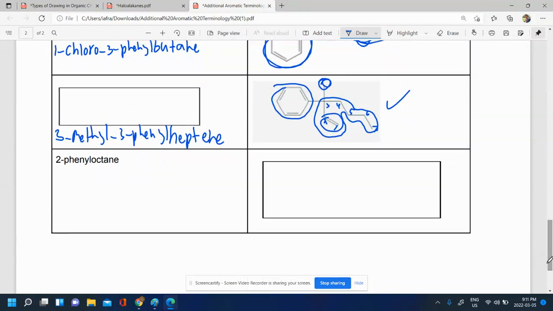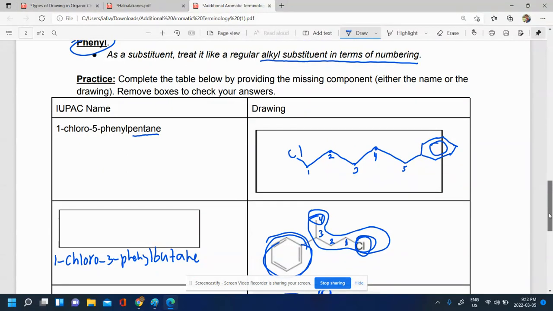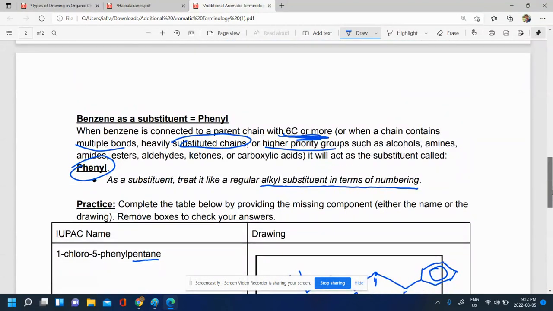Here's a nice straightforward one, 2-phenyloctane. We can tell that's a chain that's greater than 6 carbons. So there's 8 carbons in that one. So we'll do 1, 2, 3, 4, 5, 6, 7, 8. It doesn't really matter where we start counting from. We'll make this end carbon number 1, this carbon number 2, and we'll have a benzene on our carbon number 2. Like that.